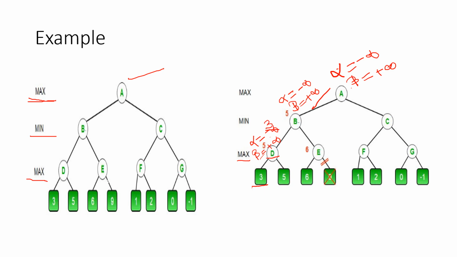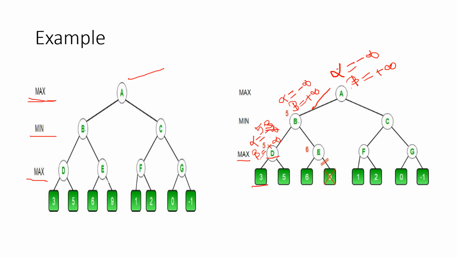Then it will compare with the next value 5. So 5 or 3? D is a max node, so we will update only the alpha value, we will not update the beta value. So 5 or 3, which one is larger? Here 5 is larger, so again we are updating alpha as 5. So now alpha is equal to 5 and beta is equal to plus infinity at node D.